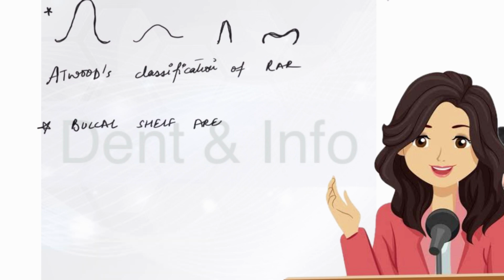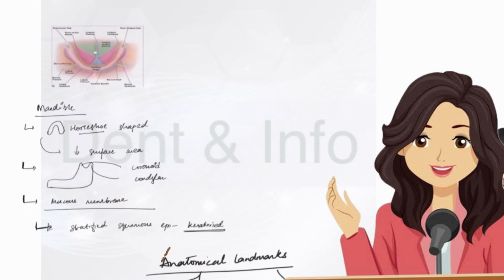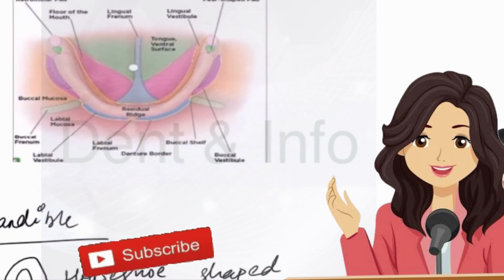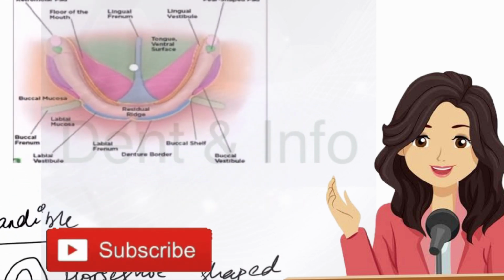buccal shelf area. Right? So buccal shelf area, what is it exactly? Let's focus on the image over here. Buccal shelf area means present on the buccal side of your mandible. That is easy to identify. You have your buccal frenum somewhere located in this region, where I'm drawing my triangle.